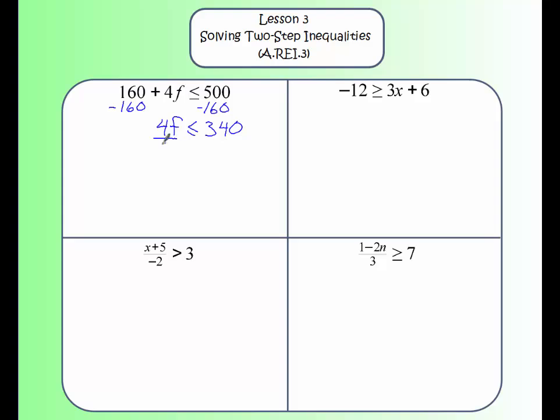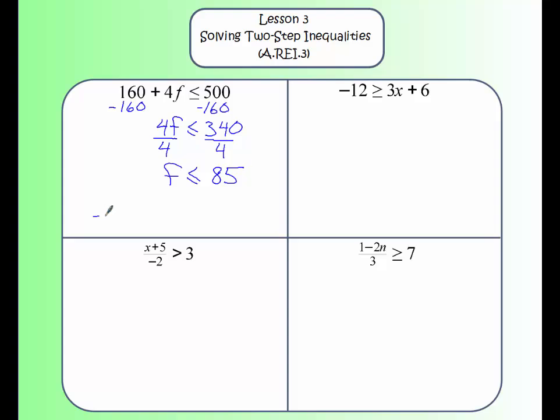The next step I want to do is divide by 4. Now remember, only when I divide or multiply by negative numbers do I have to switch the inequality. So I'm going to divide both sides by 4, leaving me with just f, because 4 over 4 equals 1. F is less than or equal to 340 divided by 4, which is 85.